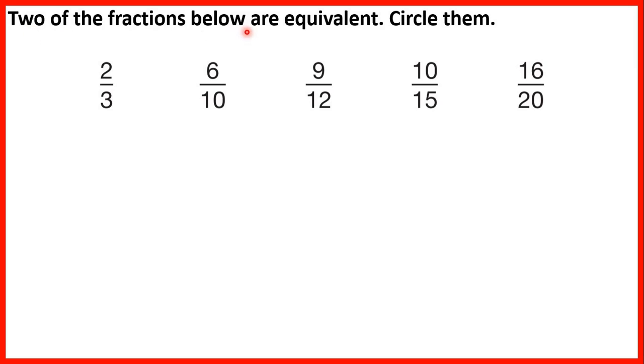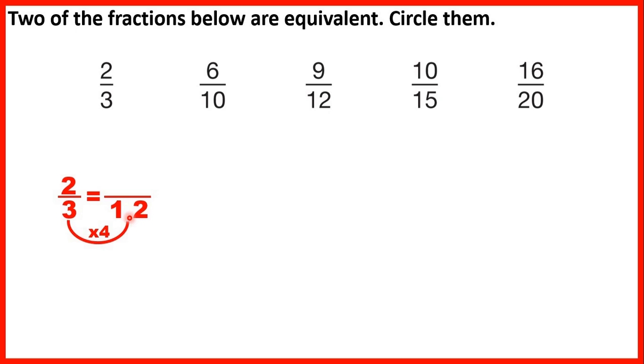Two of the fractions below are equivalent. Circle them. So we have 2/3, 6/10, 9/12, 10/15, and 16/20. To see if fractions are equivalent, we can use multiplication. But 10 isn't in the 3 times table, so we can't find a fraction equivalent to 2/3 with a denominator of 10. But 12 is in the 3 times table, so we can see if 2/3 is equivalent to 9/12.